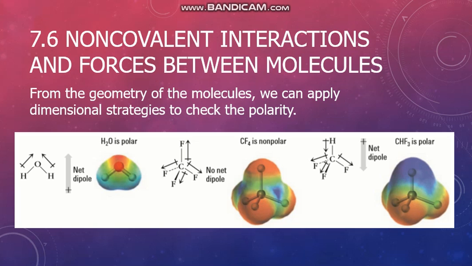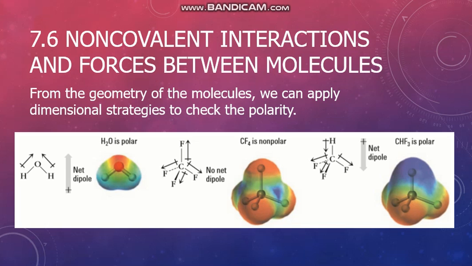For example, this one, H-O. H is the partially positive end of the bond. O here is the partially negative end of the bond. And as we can see, all the electronegativity points towards the O. So this means that it has a net dipole, so the water molecule is polar.